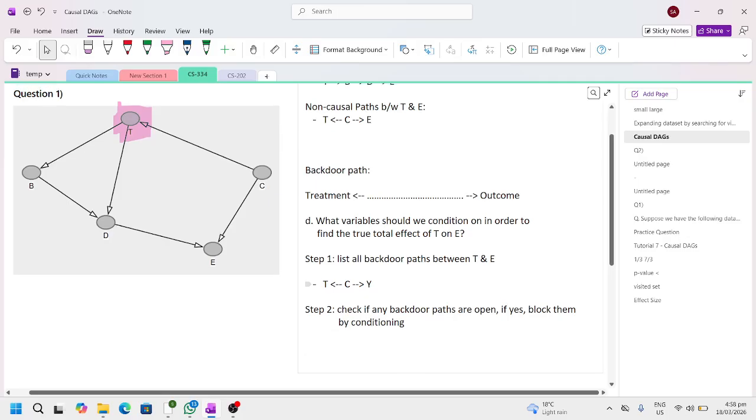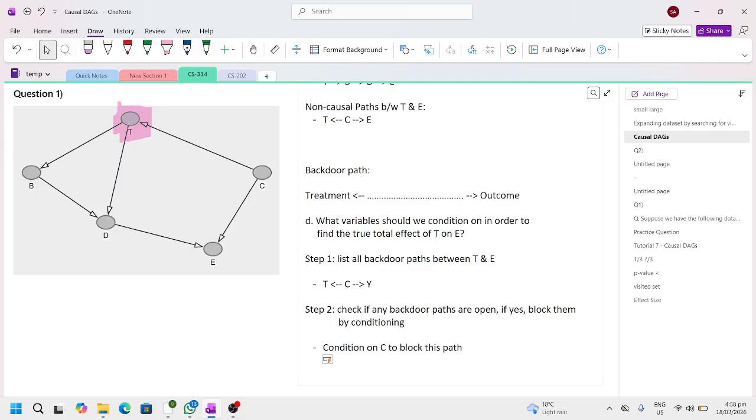Of course, this backdoor path is open. ये blocked नहीं है. Blocked वो वाली paths होती हैं जिनमें colliders exist करते हैं. इस path में there is no collider. There is just a single fork, which means that it's open. So what do we need to condition on then? You need to condition on C to block this path.